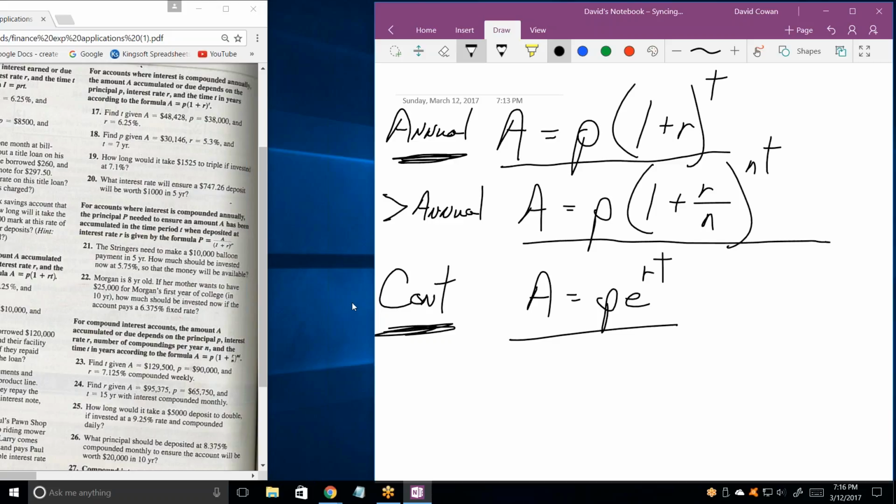Well, you could compound minutely where N would be some bigger number than that. But eventually, if N reaches infinity, it turns into this. And that's what continuous compounding is. And the definition of E is the limit of this thing as N goes to infinity. That's where E comes from, the number. And the reason it's such a key number, probably the second most important number in all of math, is because that's the way the world works, is based on E.